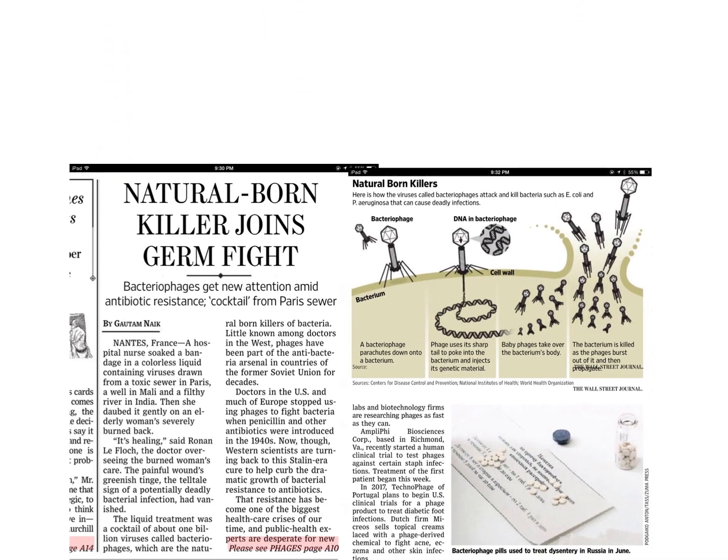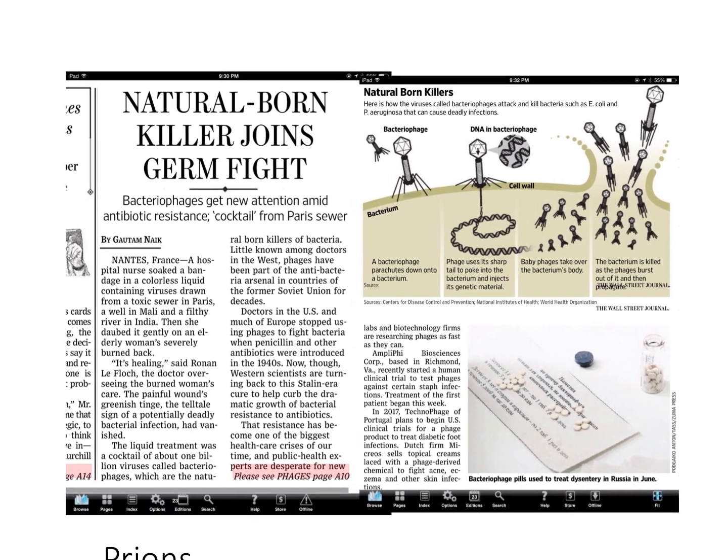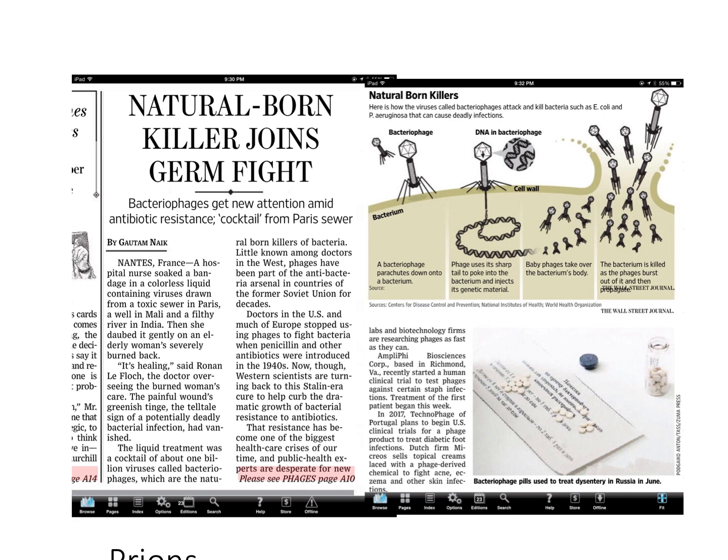And before we move on, I'd like to show you, I don't think I posted this, but this is an article that was in the Wall Street Journal about 5 years ago or so. I don't think I wrote the date down here. But it's always interesting when you read about science subjects and how a non-scientist might write it up in the media. Because here this talks about baby phages taking over the bacterium's body.